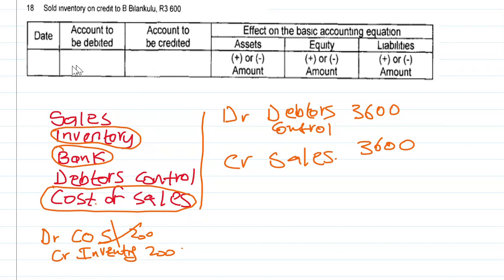And you come here again, you can just write your 18 there. Then here you're gonna just write the account debited is debtors control, the account credited is sales. Then here you must write plus 3,600. Here you must also write plus the 3,600. Then you are done with this transaction, the last transaction.